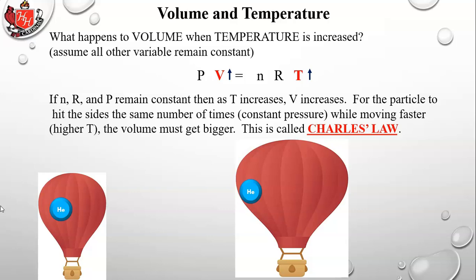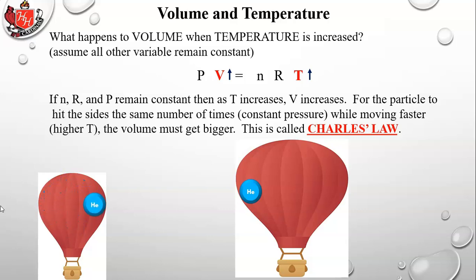If they're on the same side of the equal sign, such as pressure and volume in Boyle's law, then as one of them goes up, the other one's going to have to go down. So if n, R, and P remain constant, then as T increases, V increases. For the particle to hit the sides the same number of times, which is what constant pressure means, while moving faster at a higher T, the volume must be bigger.